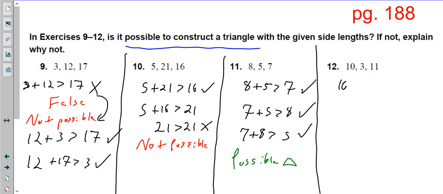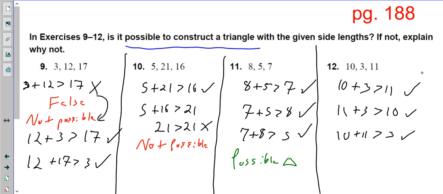Number 12, 10 plus 3, greater than 11. 11 plus 3, greater than 10. And 10 plus 11, greater than 3. Those are all true statements. So therefore, again, we have a possible set of sides of our triangle being 10, 3, and 11.